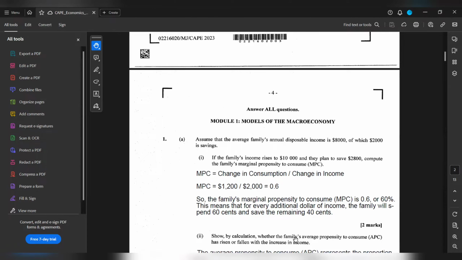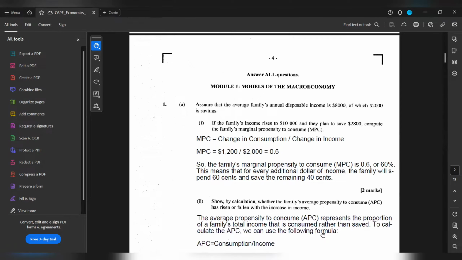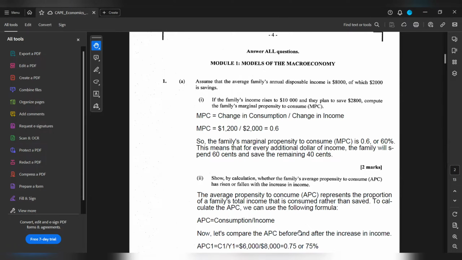Part 2. Show by calculation whether the family's average propensity to consume, APC, has risen or fallen with the increase in income. The average propensity to consume, APC, represents the portion of a family's total income that is consumed rather than saved. To calculate the APC, we use the following formula. APC is equal to consumption divided by income. Now let's compare the APC before and after the increase in income.